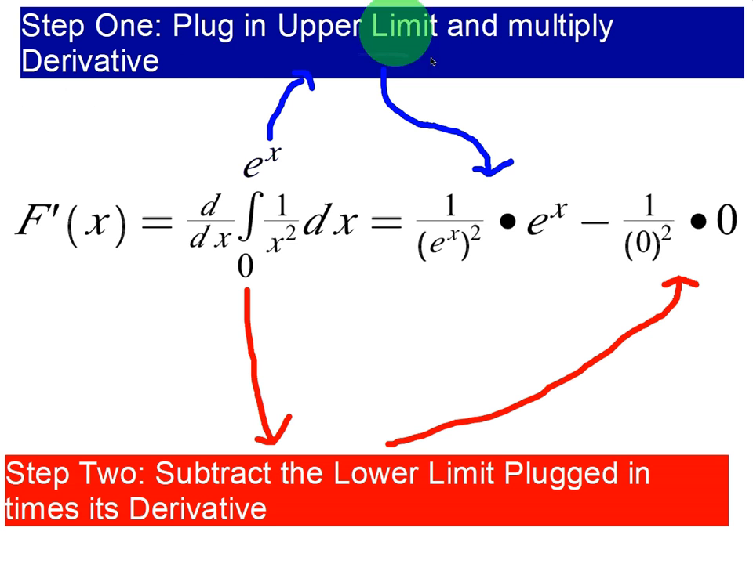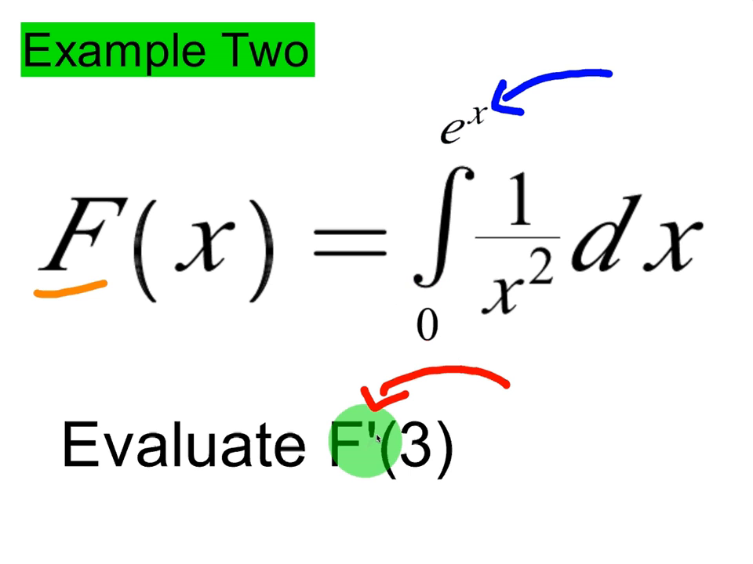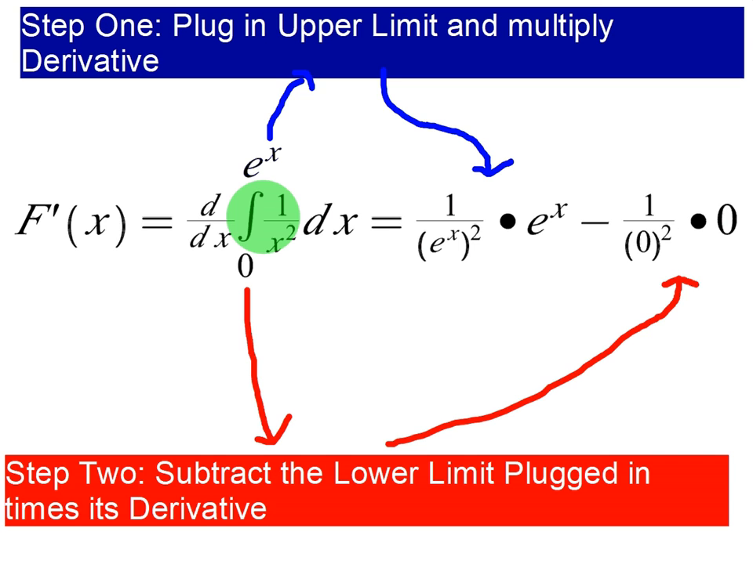Again, step 1 is to plug in the upper limit and multiply by its derivative. So ultimately what we're actually doing is we're taking the derivative of the original integral because it says big F prime. Again, the notation here is just different, but it means the same thing. So what does that mean? That means we're going to plug in the upper limit into our function 1 over x squared. So whenever there's an x, we're replacing it with e to the x, and then we're multiplying by the derivative of that. And remember, the derivative of e to the x is just e to the x.